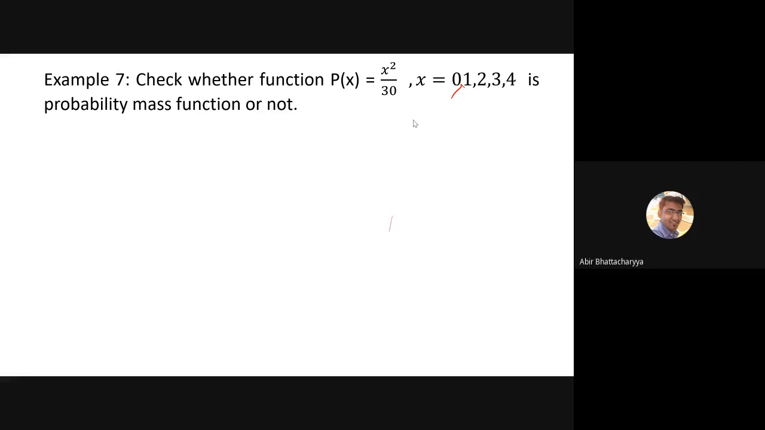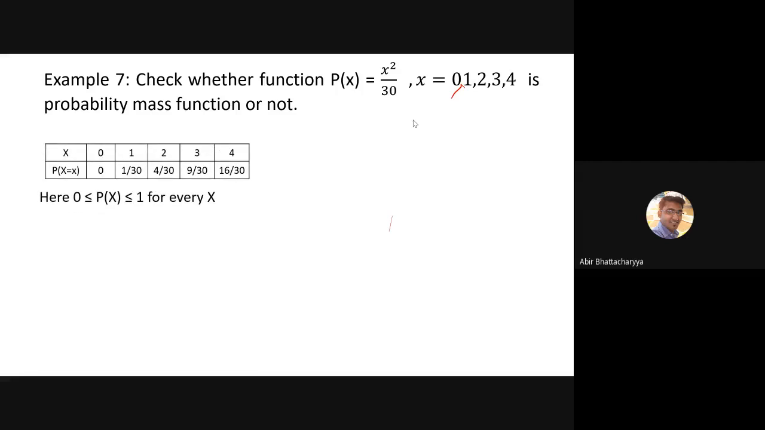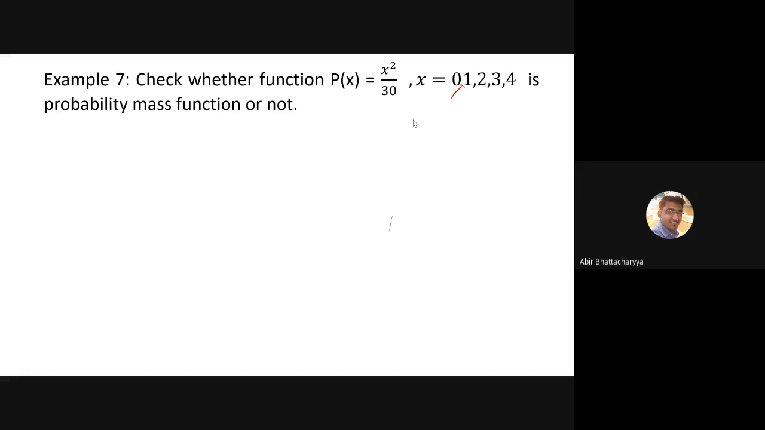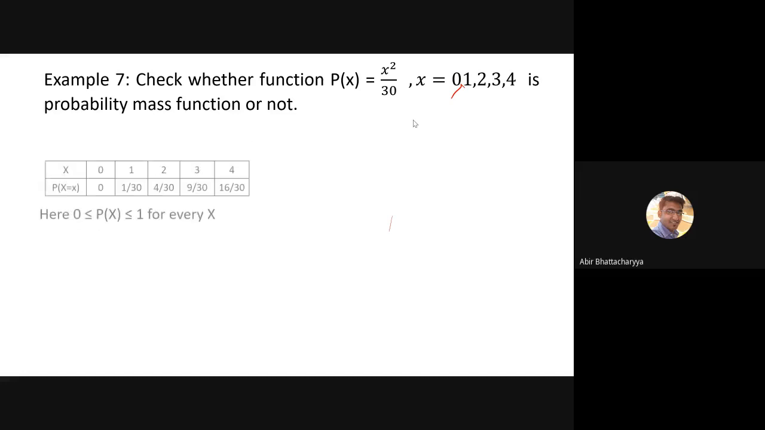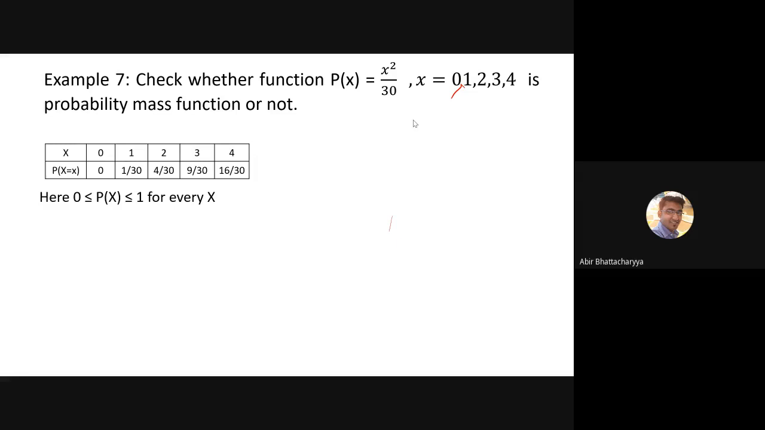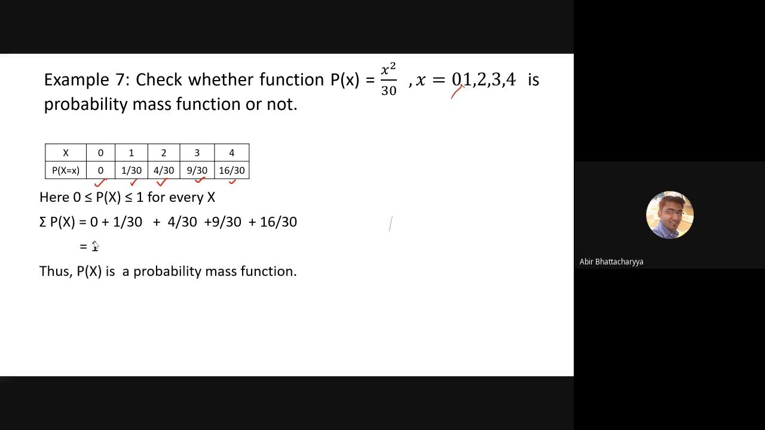So, anyone completed? In this case, first of all, you have to construct this table. When x equals 0, what is the probability value of that random variable? The first value is 0 square by 30, which is 0. The next ones are 1 square by 30, 4 by 30, 9 by 30, 16 by 30. If I add them, I'll get 1. And all the probability values are between 0 and 1. So it's a probability mass function. You have to check like that in the exam.